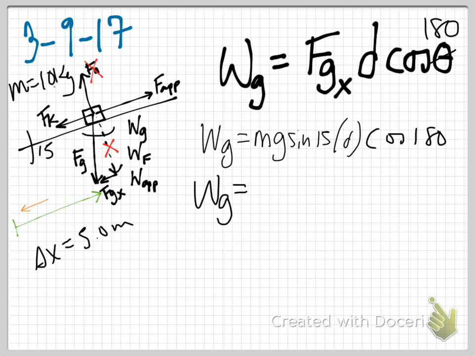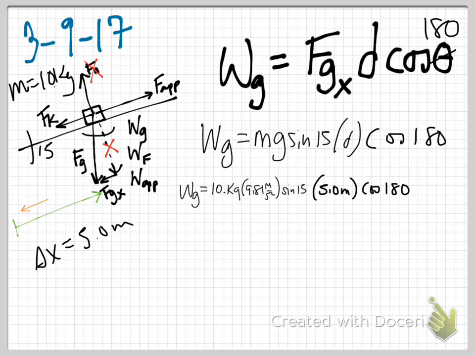So we'll say that the mass of this object is 10 kilograms, so we're going to take 10 kg times 9.81 meters per second squared times sine of 15 times cosine of 180. So what do we have? Okay, we have the work done by gravity showing up as negative 126.9507, blah, blah, blah. It's negative because the work that gravity is doing is in opposition to the direction this thing is moving.